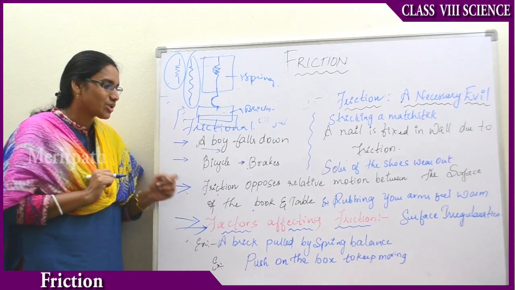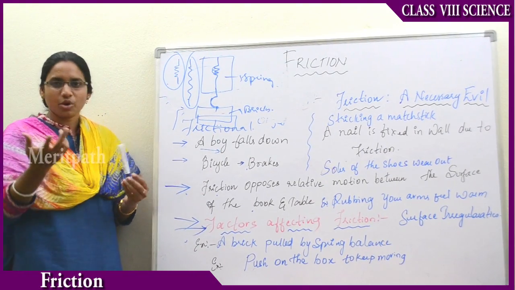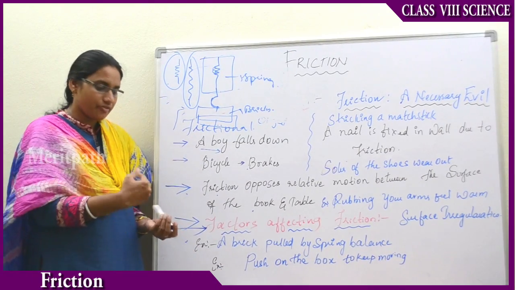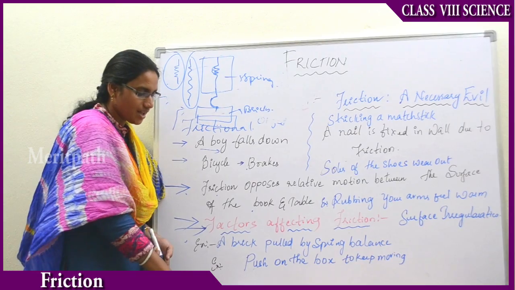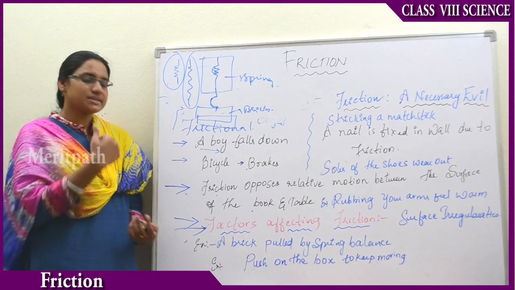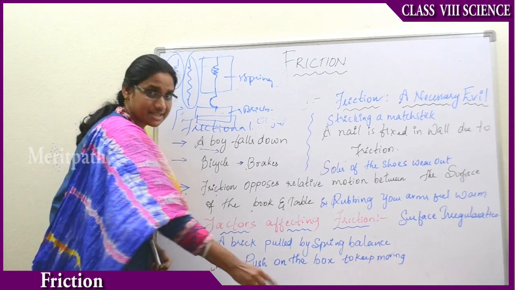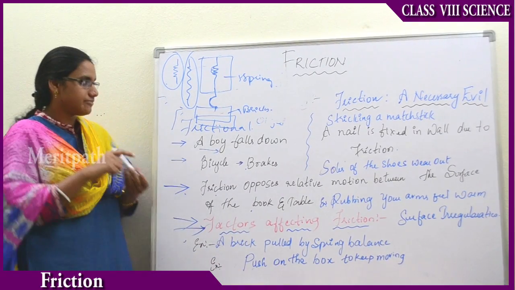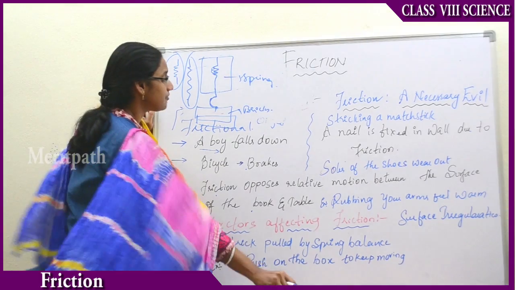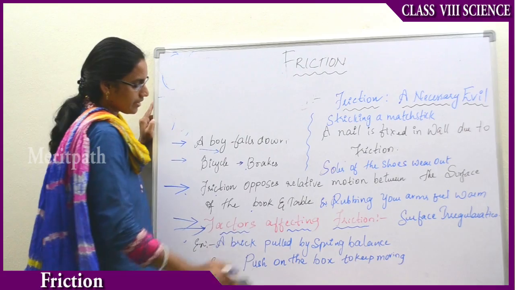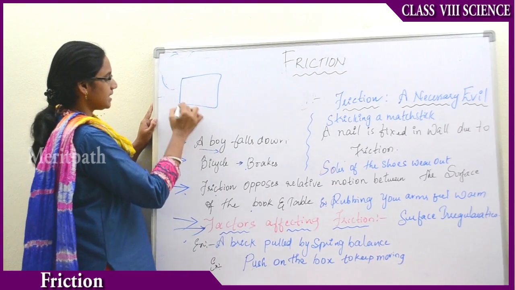Push on the box to keep it moving. That means what we previously discussed, the duster and the table. When I apply some force on this, it will move to some extent. If another person applies force, that means two persons are applying force, it moves faster and a greater distance. That means a larger force applied on an object leads to the movement of the object. Say this is an object.